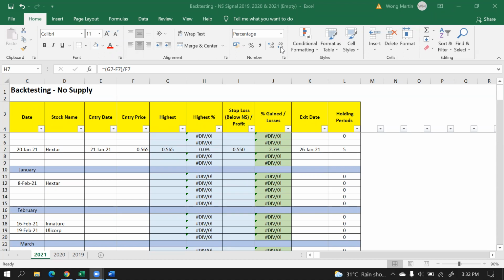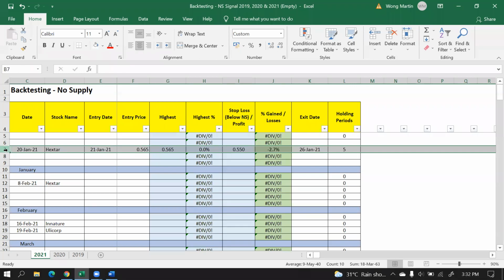Type 1 if you understand how to do this so far. If you need me to repeat one more example, type 2. Okay, we do one more example.